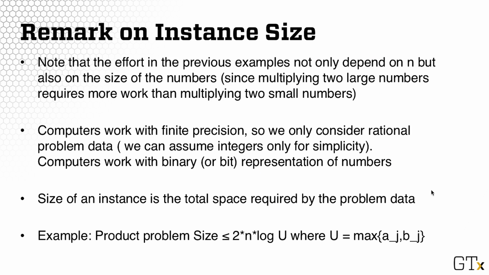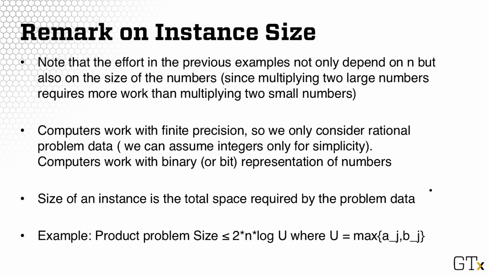So note that the effort in the previous examples not only depends on n, but also on the size of the numbers, since multiplying two large numbers requires more work than multiplying two small numbers. Although we were talking about sizes as n only, computers work with numbers in finite precision, so we can only consider rational problem data. We can assume that all the numbers are integers for simplicity. And computers work with binary or bit representation of numbers.